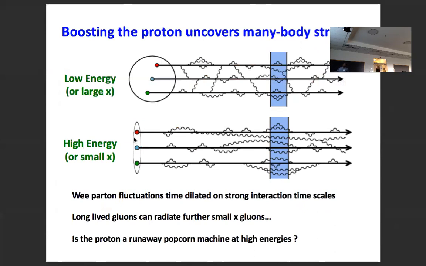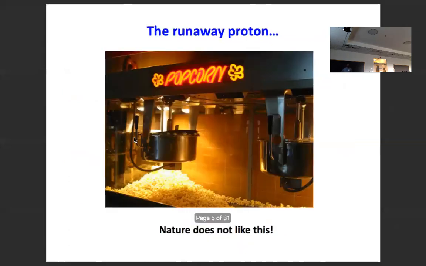And so the question that has been posed is whether you can think of this. So the question that has been posed is, if this proliferation will go on endlessly, can you keep boosting to higher energies and produce more and more? And so is this sort of like a runaway popcorn machine, which is threatening to burst the lid of the proton?